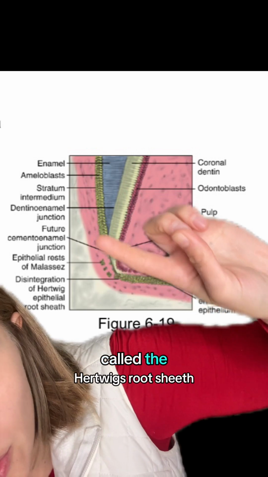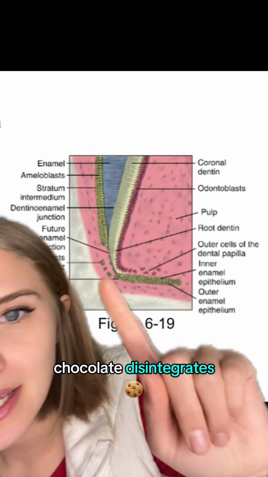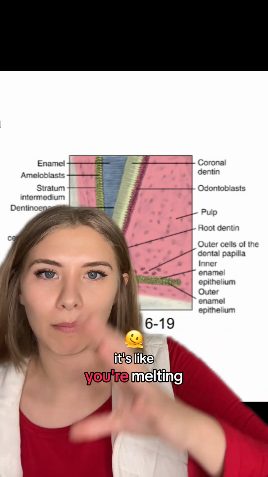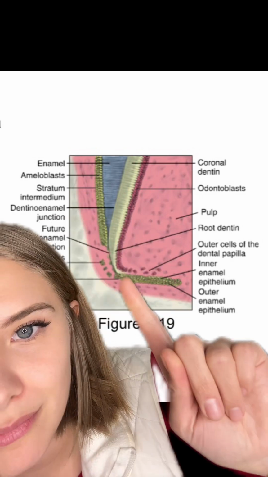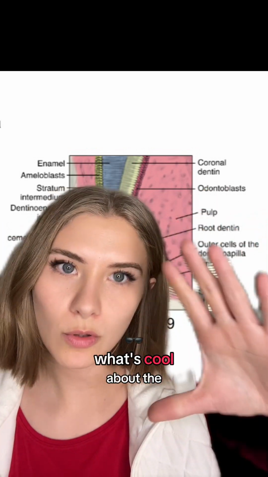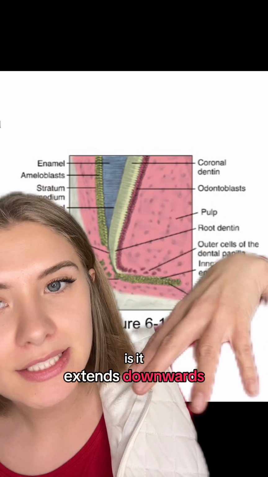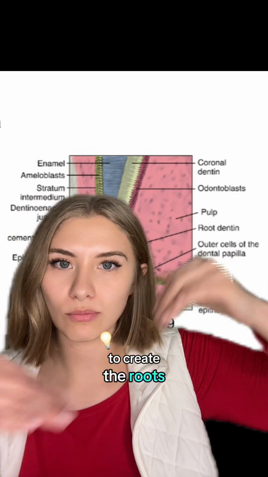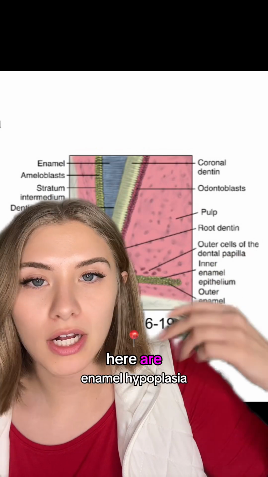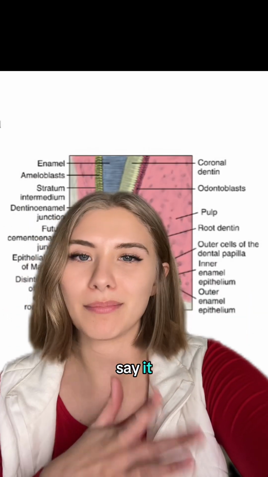We also have this thing called the Hertwig's root sheath, and that melts, because Hershey's chocolate disintegrates and becomes the epithelial rests of Malassez. It's like you're melting the Hershey's and it helps that inner and outer enamel organ combine together. What's cool about the HERS, the Hertwig root sheath, is it extends downwards to create the roots for the molars to be multi-rooted. Also during this stage, the defects that happen here are enamel hypoplasia, enamel pearls, and concrescence. I can't remember how to say it, but I'll show you.